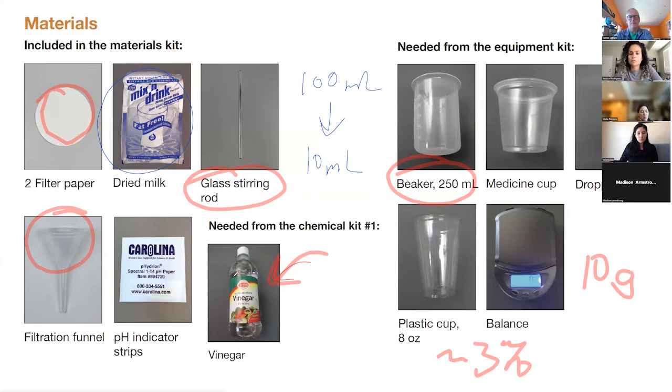Three grams. That would be 30%. 0.3. There you go. It should be around 0.3 grams or so. So whatever milk you're going to use, look up and see what the expected protein concentration is. It's probably going to be around the same, but you're going to need to know that.